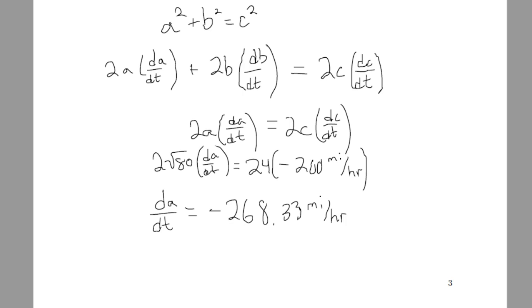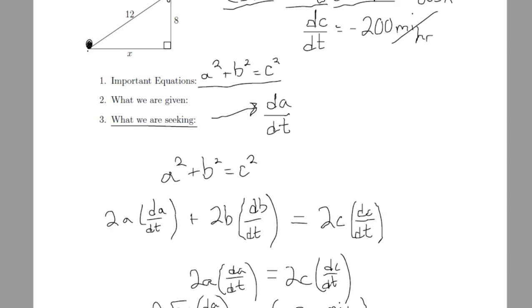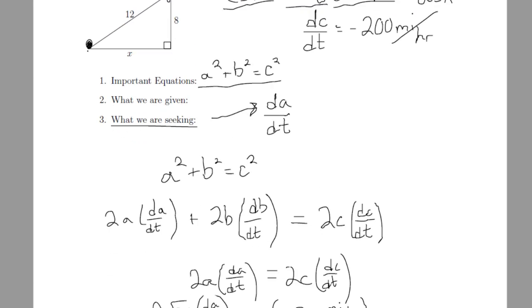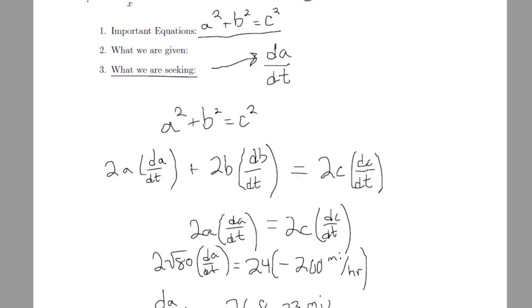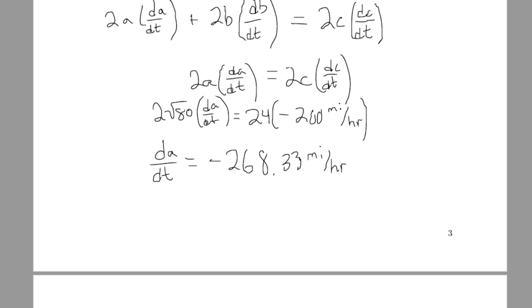miles per hour. All right, so a couple things we can do just to make sure that the problem makes sense is go back and look at the picture. Since we're dealing with the Pythagorean theorem, a squared plus b squared equals c squared, any individual a squared or b squared is always going to be less than c squared. And since we're given c, the change of a should be less than the change of c.